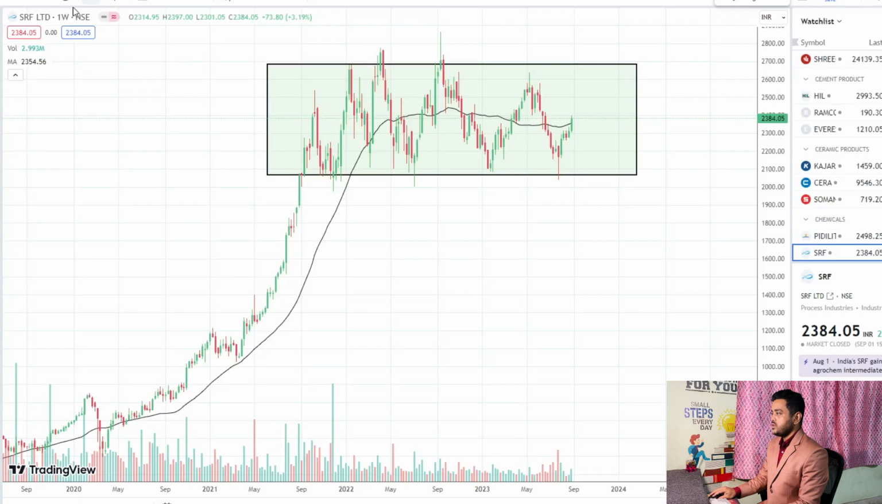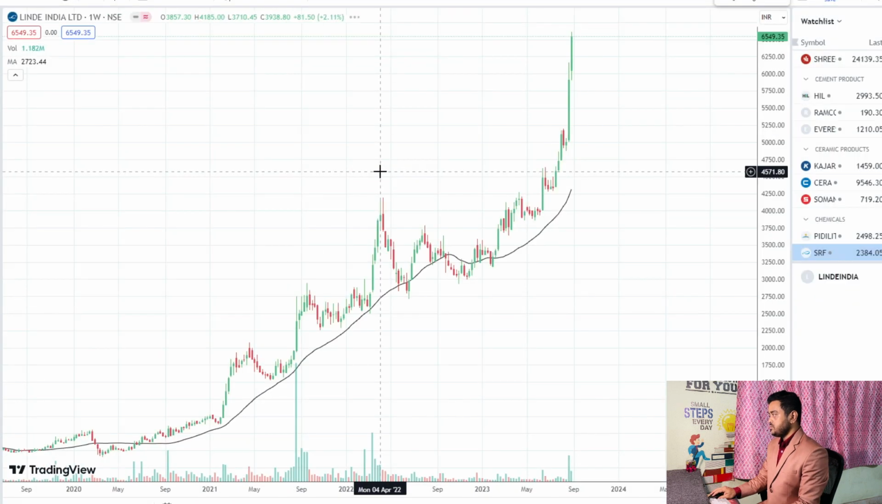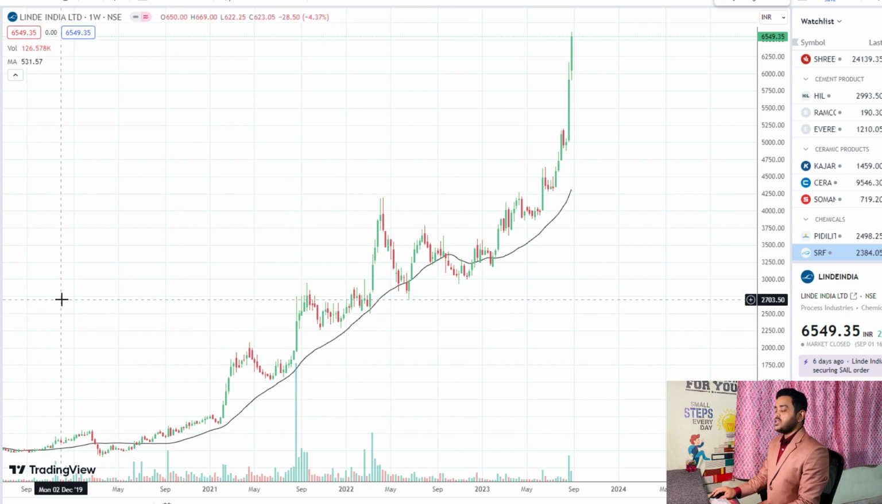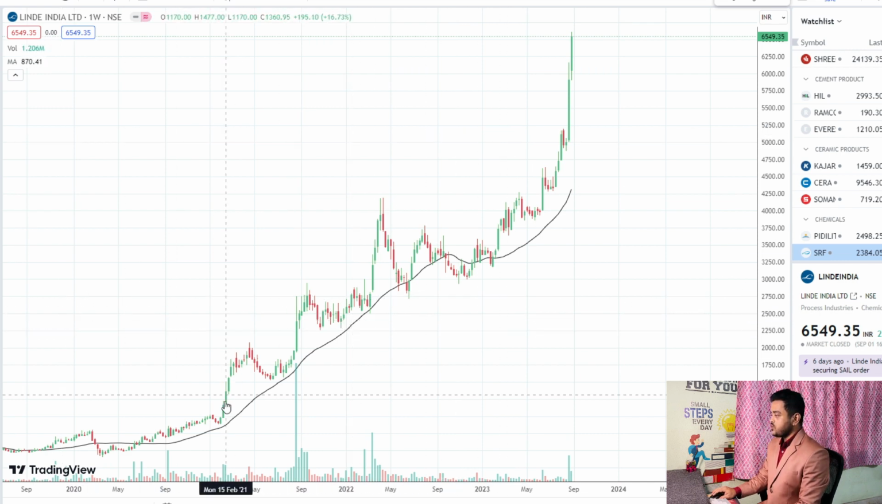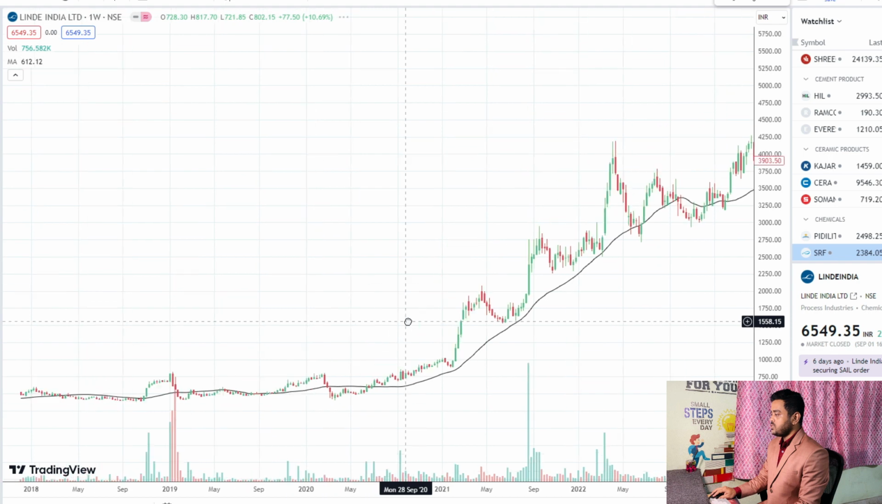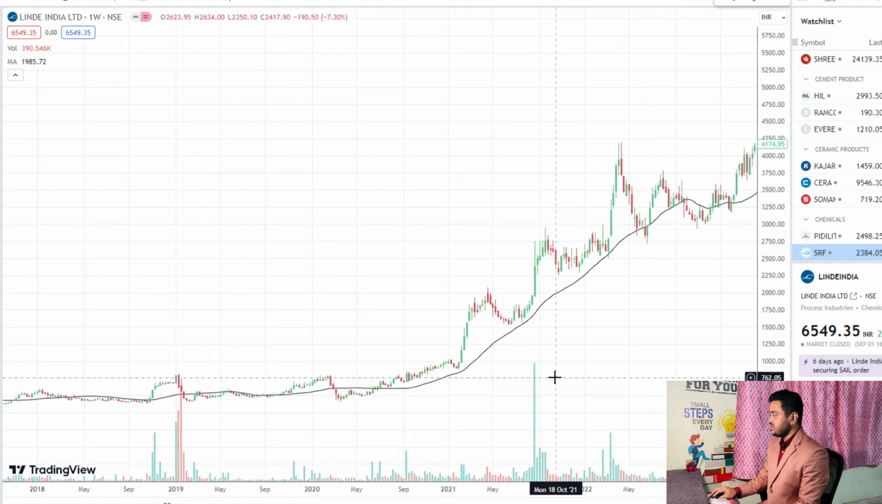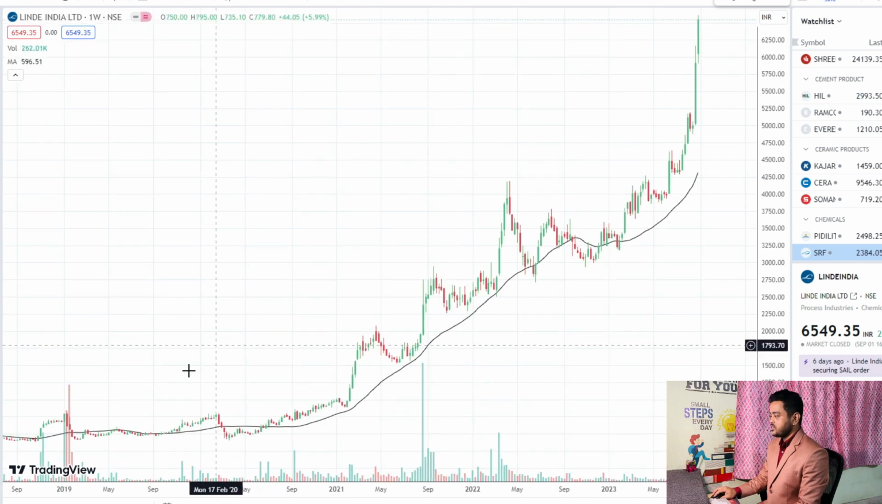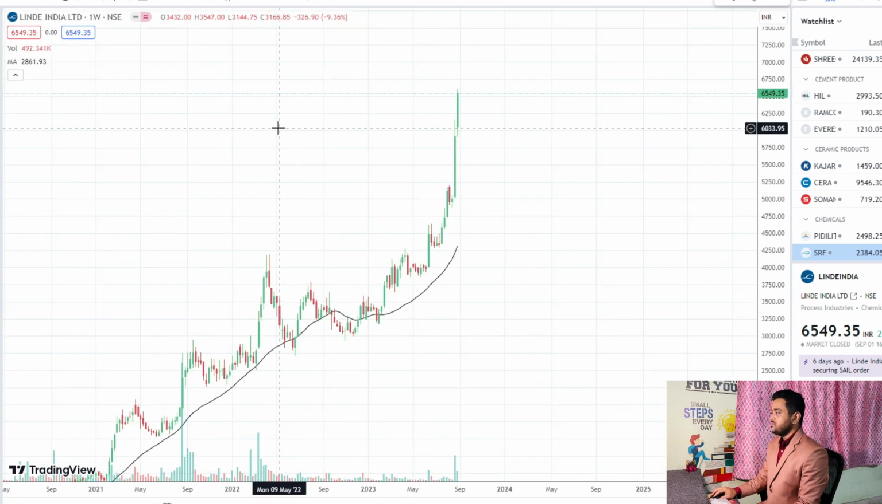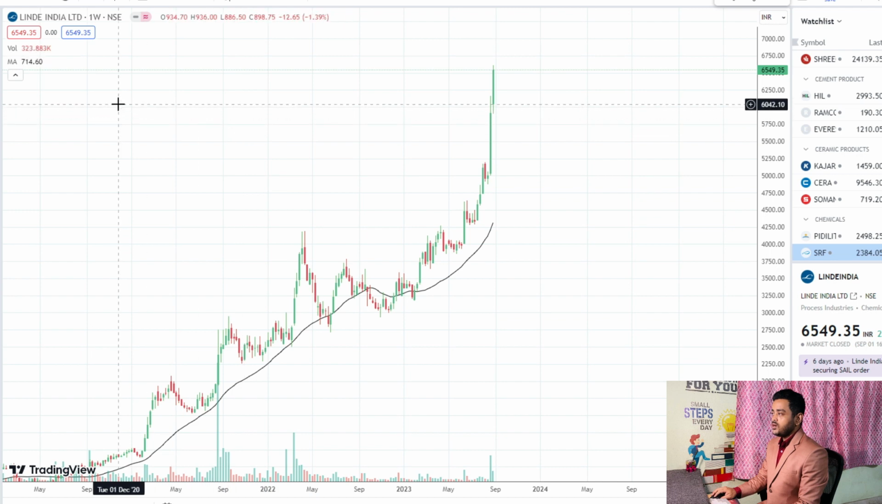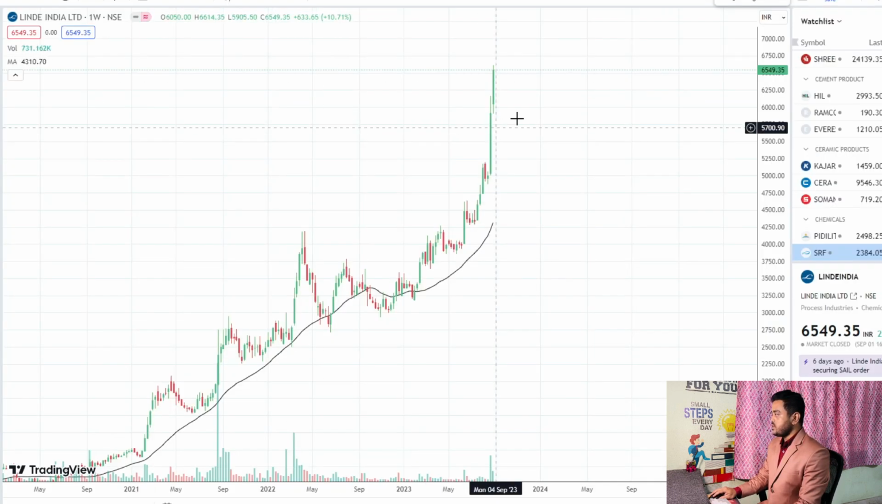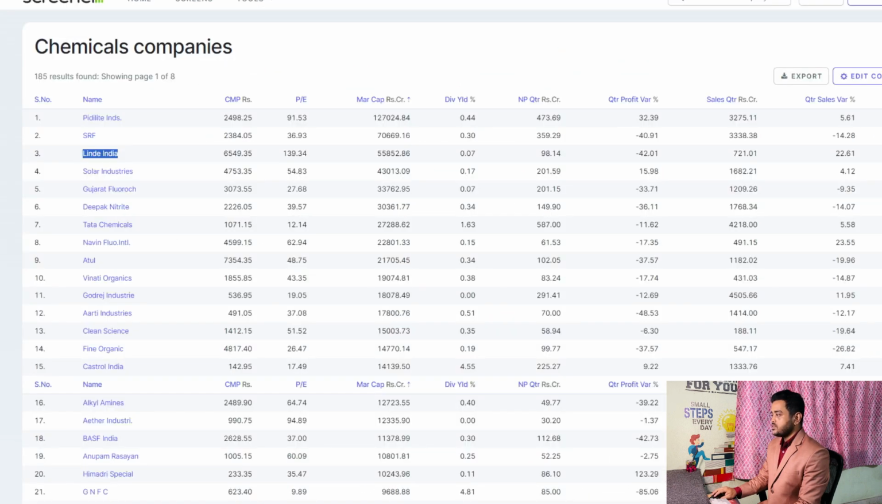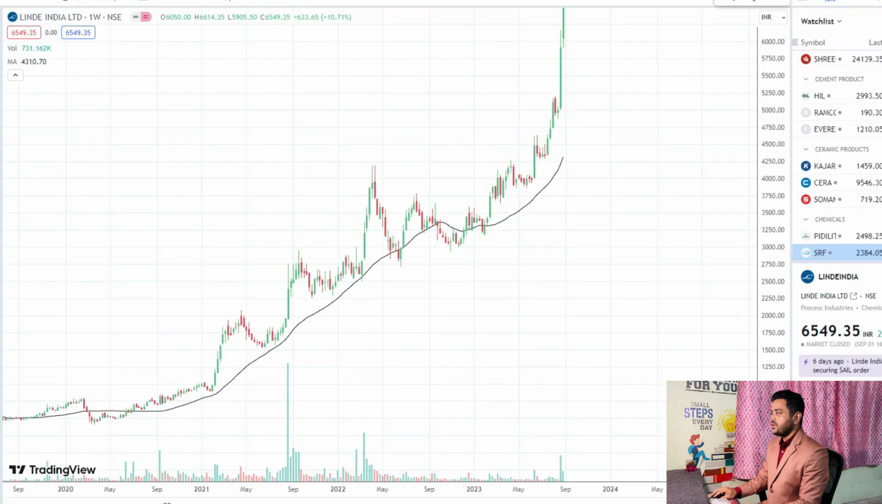Linde India. Whoa. So this is in clear stage 2. These are the stocks that we call multi-baggers. So you see from 688 to a 100% rise in just about 2-3 years, or even more. I might be calculating wrong. So this is one of the stocks within this chemical industry, and it is doing fabulously well, right? It's in stage 2.